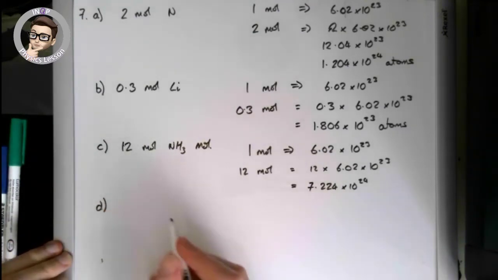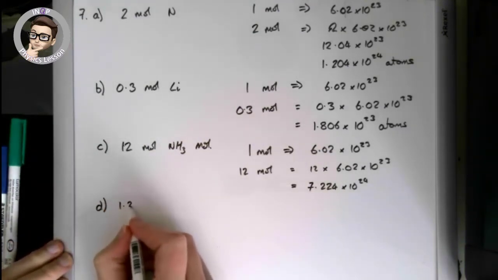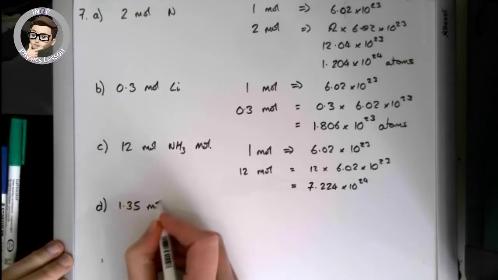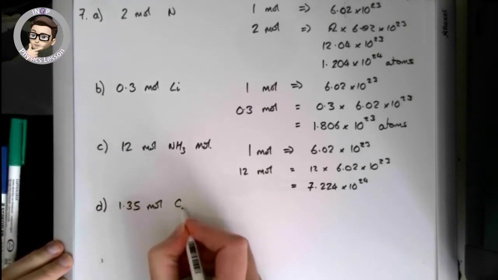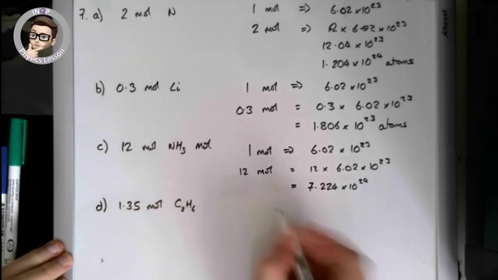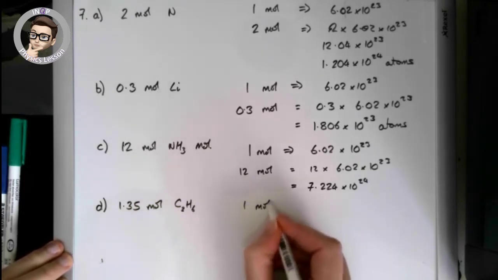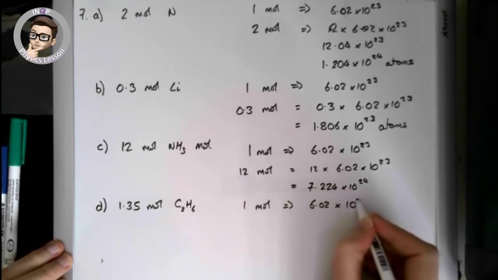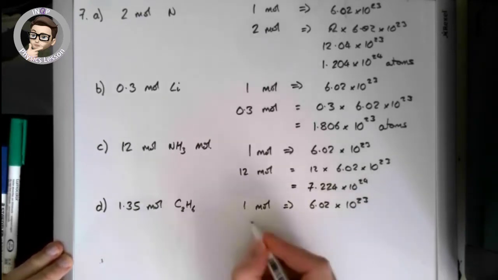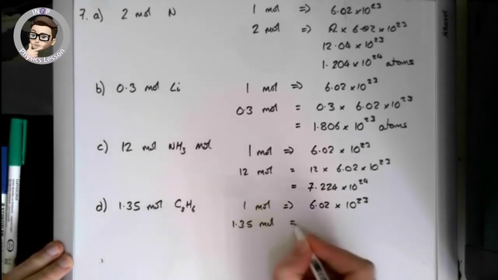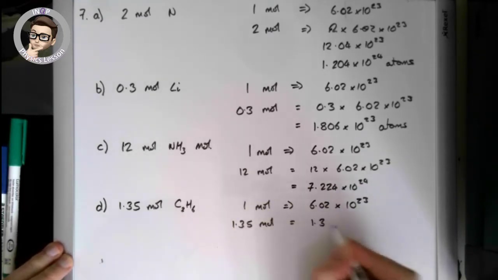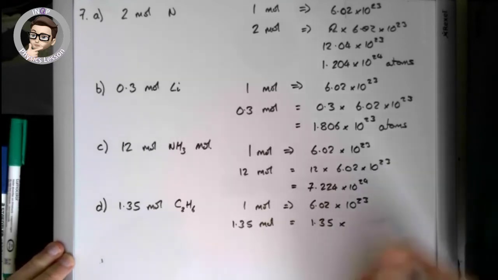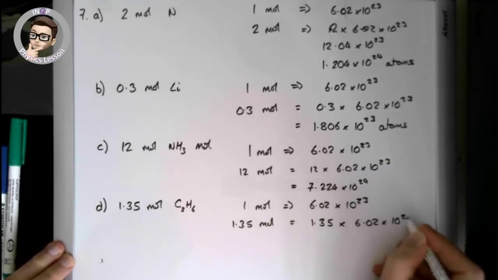Let's do this one. We've got 1.35 moles of C2H6. Well, we know, again, 1 mole is going to give us 6.02 times 10 to the 23 molecules. So here we've got 1.35, just slightly bigger than 1 mole, so we're not going to expect it to be massively different. Multiply through Avogadro's number by the number of moles. So 6.02 times 10 to the 23.